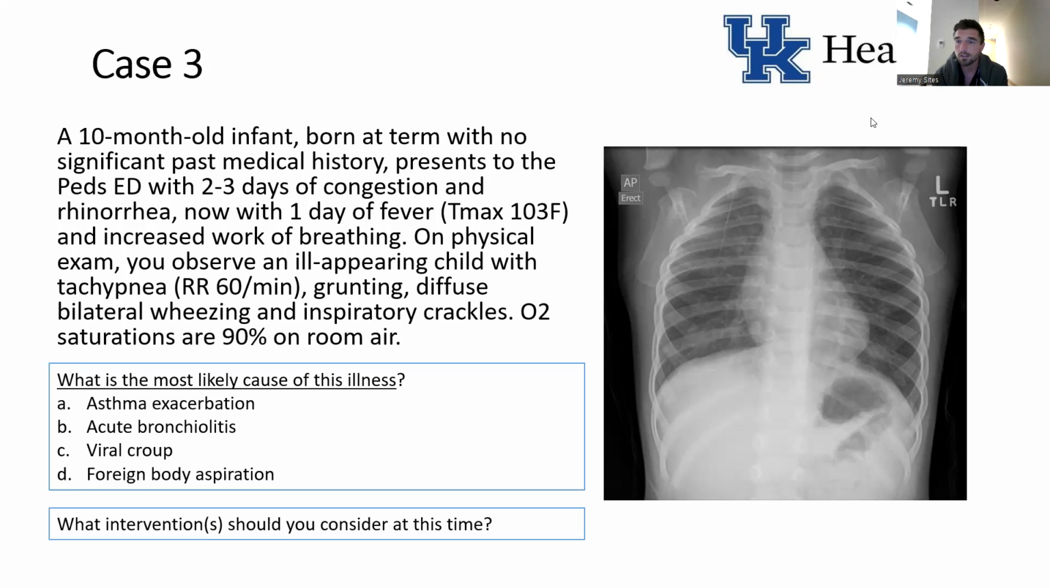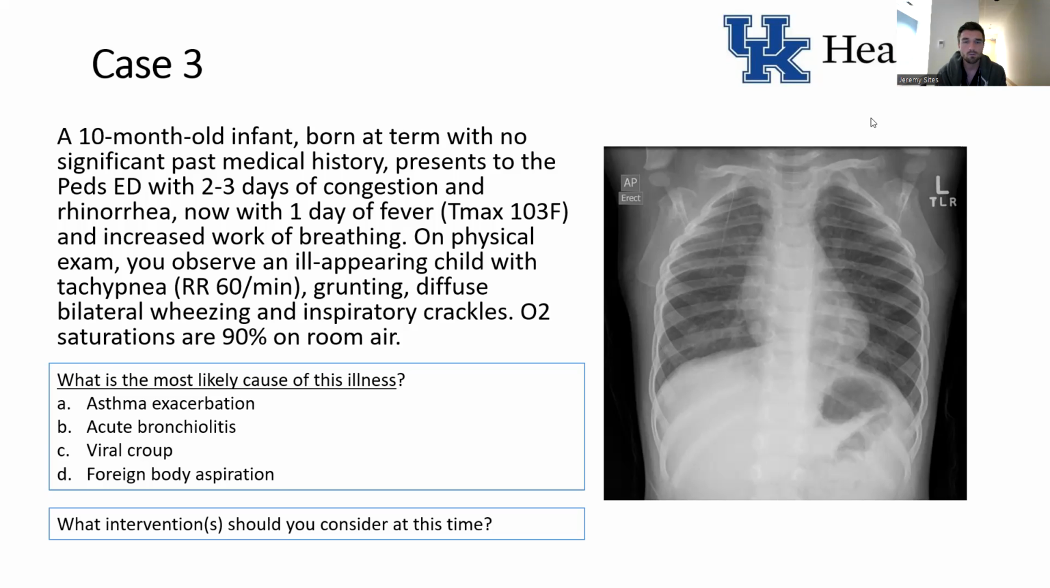So viral croup is an upper respiratory tract disease. We can rule that out. Foreign body aspiration would be a focal, unilateral finding, and so we can rule that one out. Asthma exacerbation, this child, it's certainly possible, but it's uncommon at 10 months old. Much more common would be acute bronchiolitis. Plus, this child has the viral symptoms of cough, congestion, fever that support that diagnosis. And so the correct answer here is acute bronchiolitis.